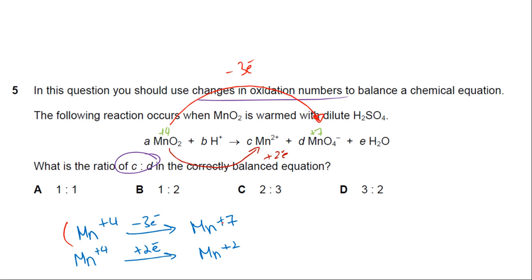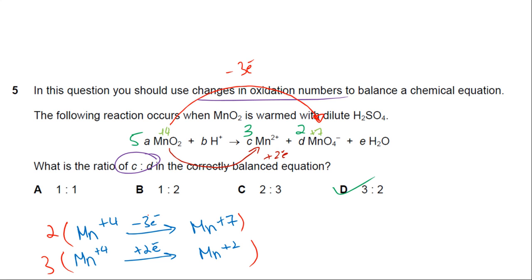To balance the number of electrons lost and gained, I add 2 here and 3 here, so that 6 electrons are lost and 6 electrons are gained. I would simply use these coefficients and plug them in. I need 2 and 3, so 5 Mn4+, so A becomes 5, and I require 2 Mn7+, so this becomes 2, and I require 3 Mn2+, so this becomes 3. Our question is more or less solved because they ask for the ratio of C to D, and we see that the ratio is 3:2, so the answer is D.